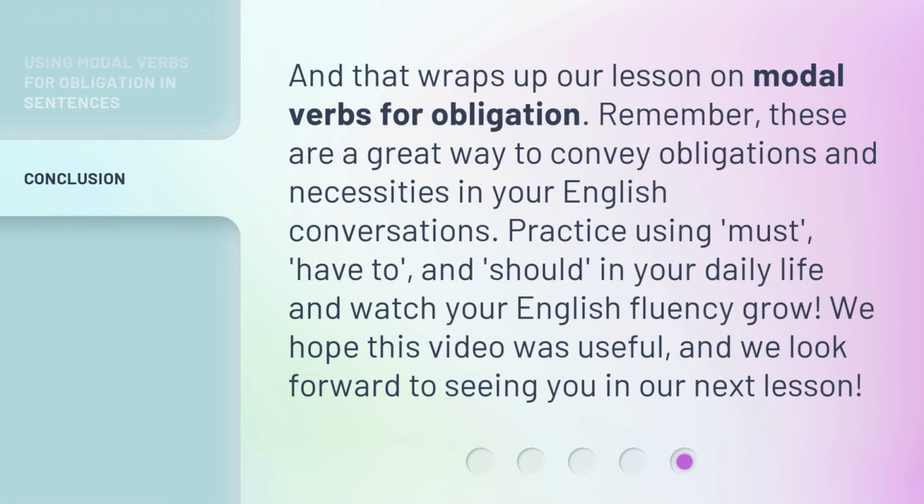And that wraps up our lesson on modal verbs for obligation. Remember, these are a great way to convey obligations and necessities in your English conversations. Practice using must, have to, and should in your daily life and watch your English fluency grow.